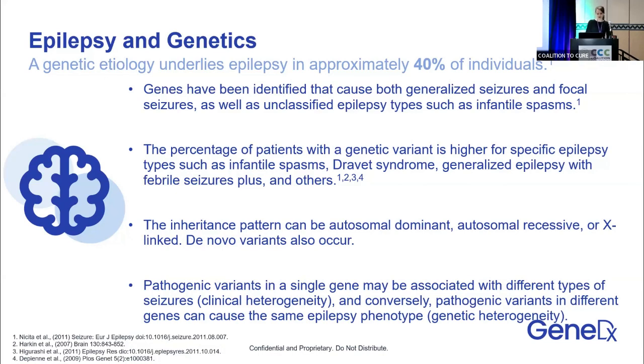The pathogenic or positive variants can occur in a single gene that may be associated with different types of seizures, and that's what we refer to as clinical heterogeneity. And then you can also have pathogenic variants in different genes that cause the same phenotype or same epilepsy, and that is referred to as genetic heterogeneity.